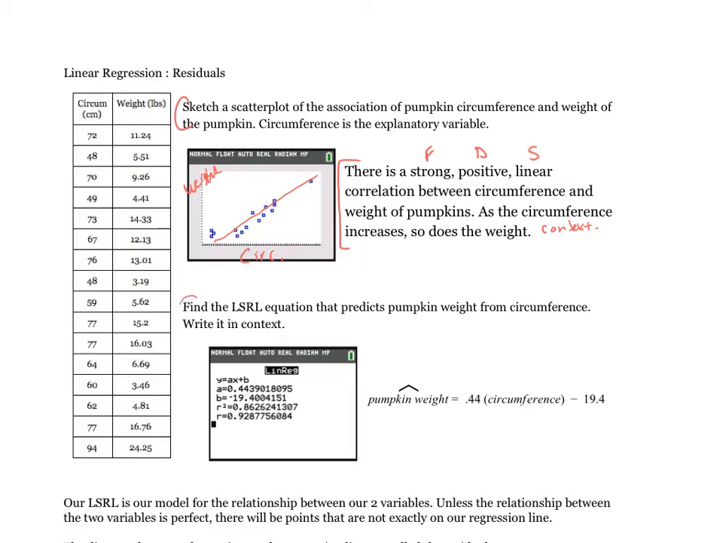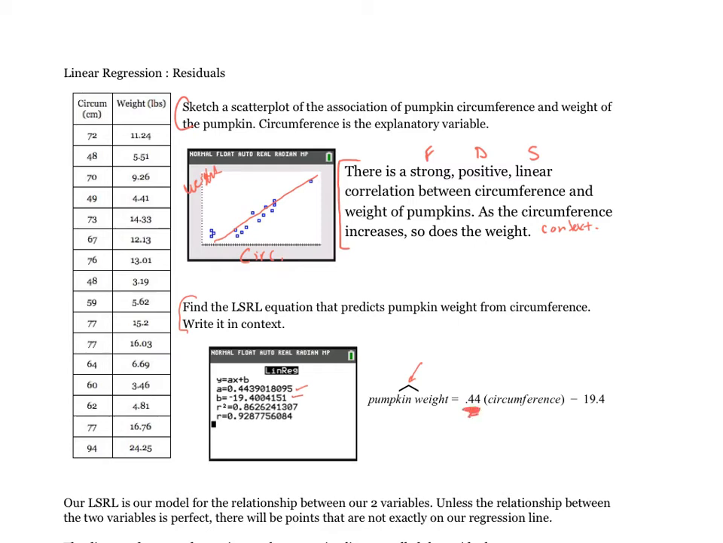Then the next thing we would do is find the least square regression line equation that predicts pumpkin weight from circumference. And we'd write it in context. So here's my calculator screen. Remember, A is the slope, B is the y-intercept. So my equation would be pumpkin weight, and remember we use the little caret, that means predicted, equals 0.44 times the circumference of the pumpkin minus 19.4.